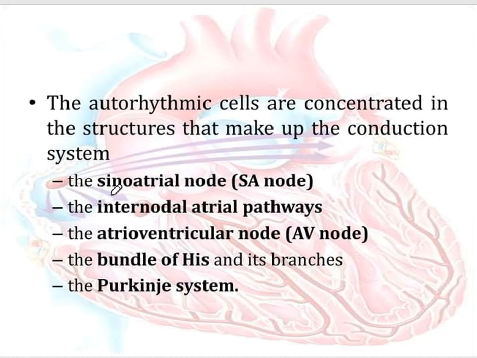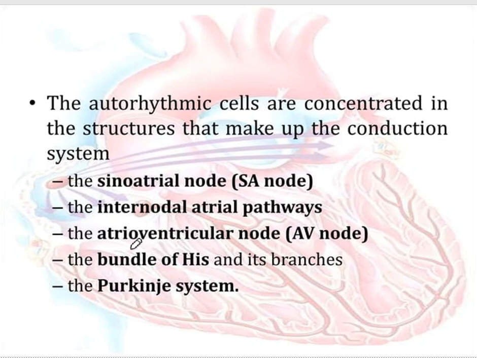You can consider the sinoatrial node as the first part, which is situated in the atria. Then the internodal pathways run from the lateral sides and from the middle side of the atria, and these are further connected to the AV node, and the AV node is further connected to the bundle of His and Purkinje fibers.